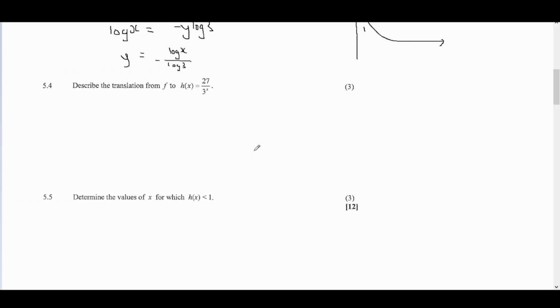5.4 says: describe the translation of f to h of x, which is equal to 27 divided by 3 to the x. So f of x is equal to 3 to the minus x, and h of x is 27 over 3 to the x. We can actually rewrite h of x, so we can simplify it a little.